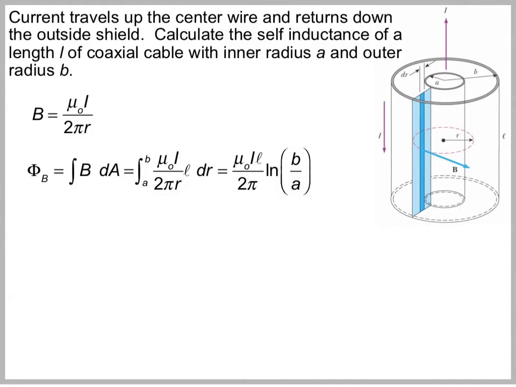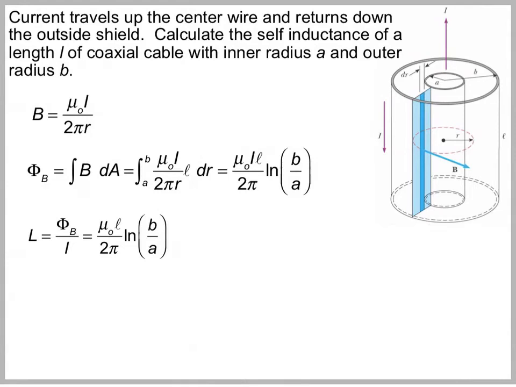Again, the self-inductance of this is purely a geometric property. There are some constants here, but it's the length of the wire and the inner and outer radii. So to figure out self-inductance, we figure out the flux through it, we divide by I, and that'll give us the self-inductance.